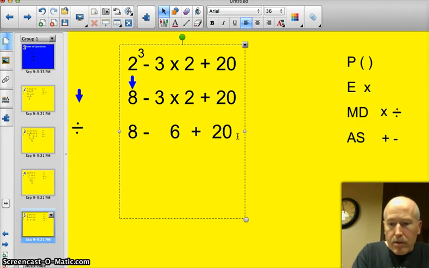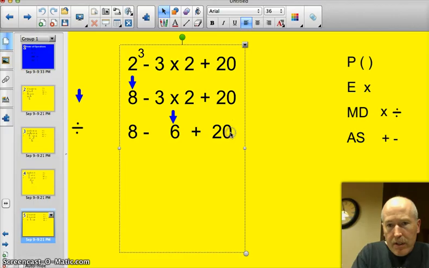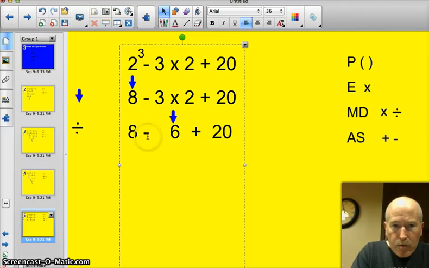All right, so I can return again. I've taken care of that operation. 3 times 2 is 6. Now I'm looking at the 2 that I have left, and I've got subtraction and addition. Well, remember, it doesn't matter which one of these comes first. You go by whatever appears first in the expression, and subtraction is first in this case. So 8 minus 6, of course, is 2.